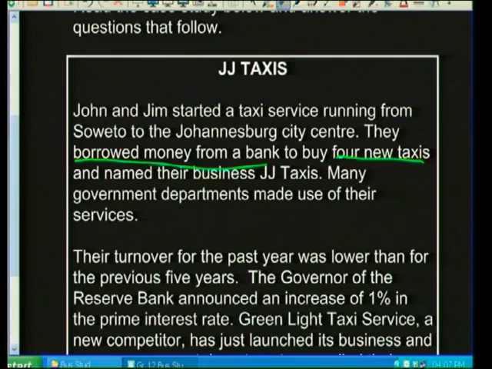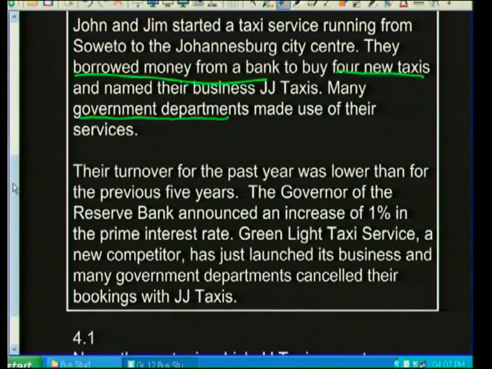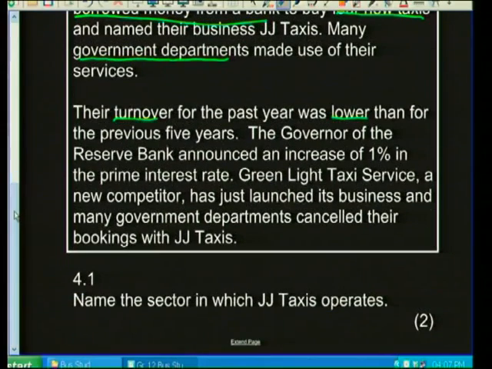Many government departments made use of their services. We've got government departments making use of them. Their turnover for the past year was lower, so we had a drop in sales, than for the previous 5 years. The governor of the Reserve Bank announced an increase of 1% in the prime interest rate. So interest rates have gone up. Green Light Taxi Service, a new competitor, has just launched its business, and many government departments cancelled their bookings with JJ Taxis. So it appears that in this case study there are quite a few challenges facing the business.